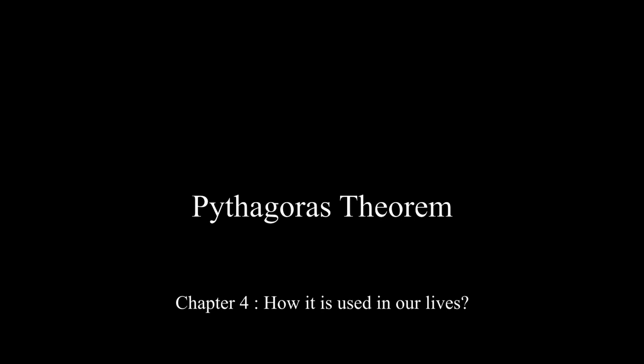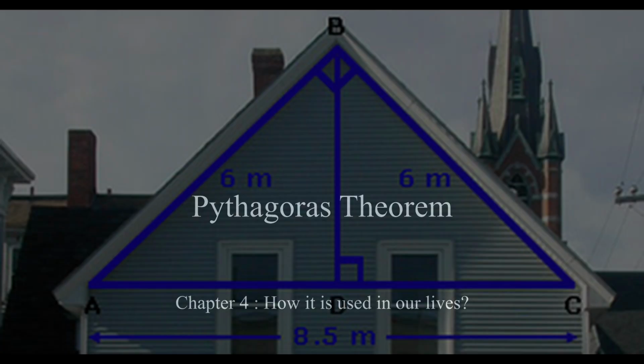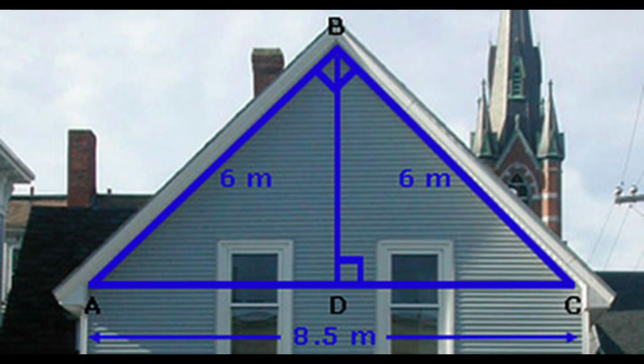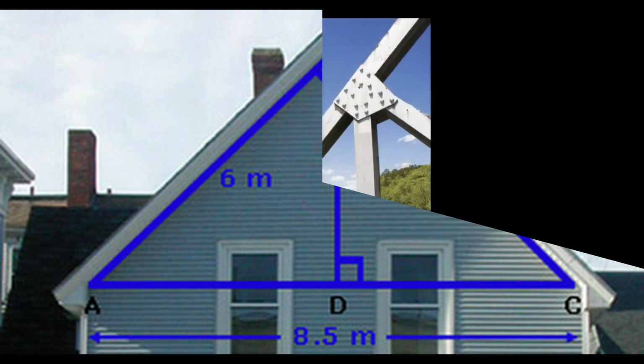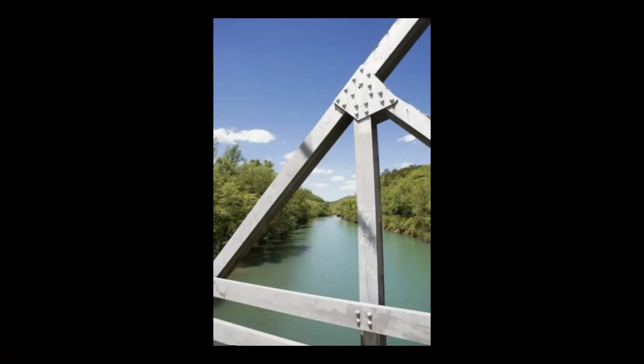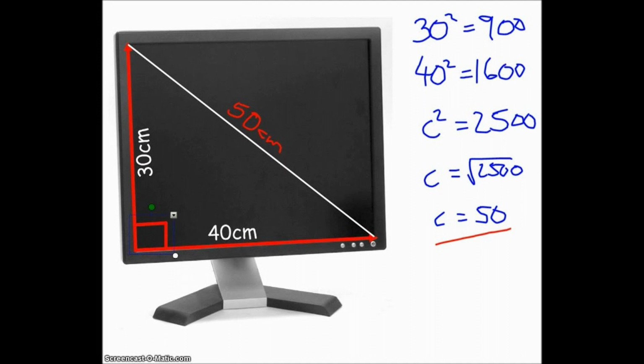Now, Pythagoras is usually used for architecture, such as using it to assist in building a triangular roof for a house, building bridges, measuring TV screen sizes, etc.